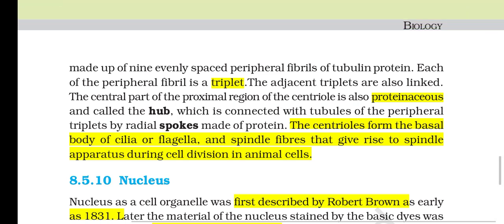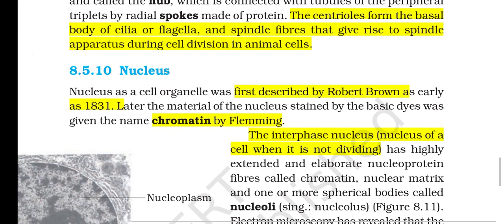The central part of the proximal region of the centriole is also proteinaceous and called the hub, which is connected with the tubules of peripheral triplets by radial spokes made of protein. The centrioles form the basal body of cilia or flagella and spindle fibers that give rise to a spindle apparatus during cell division in animal cells.